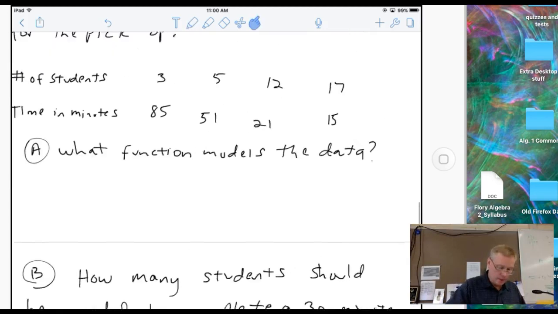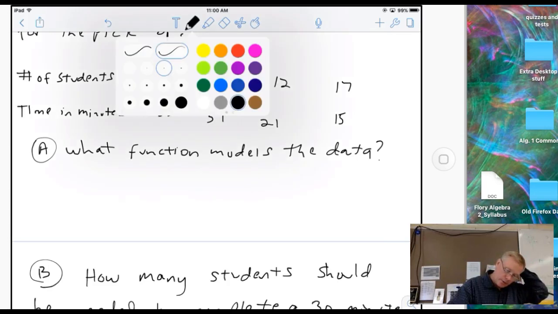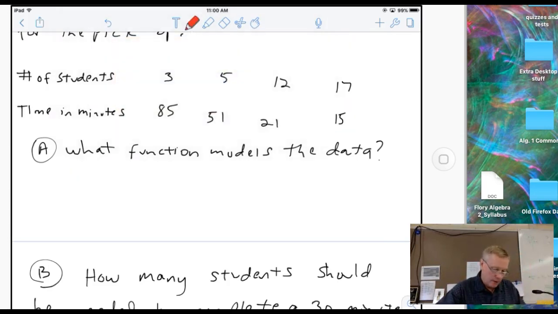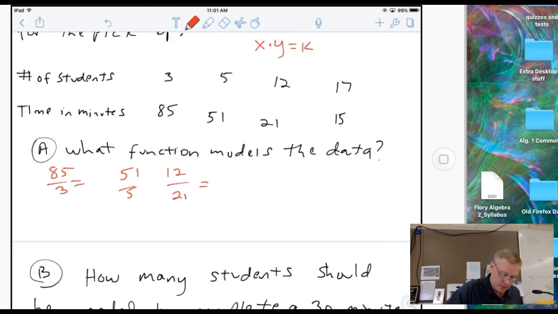Okay, so back to this. All right, so if I start with inverse variation, that means x times y might equal k. That's what I'm hoping for, okay? So, for example, you could start by dividing. It's either dividing or multiplying. If I went 85 divided by 3, what's that? If I went 51 divided by 5, what's that? If I went 12 divided by 21, what's that?